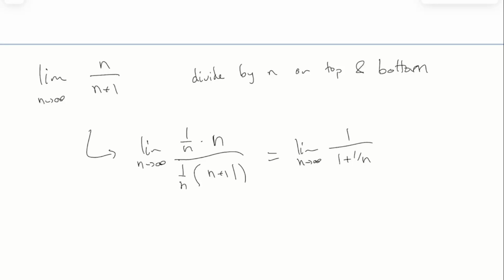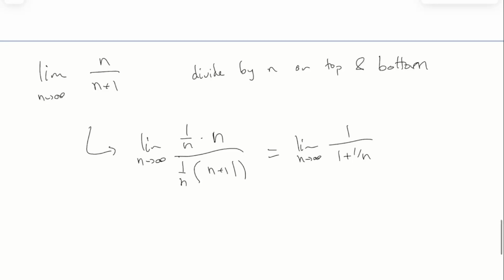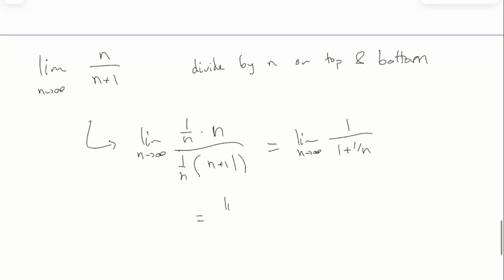And now we can use my various laws about limits on the top and the bottom. So this is a limit of a quotient. I can turn that into limits on the top and limits on the bottom. So this would be lim on the top of 1. And that, of course, is going to just equal 1 up top because there's no n's. And then on the bottom, lim of 1 plus 1 over n. So on the top, that's just 1.